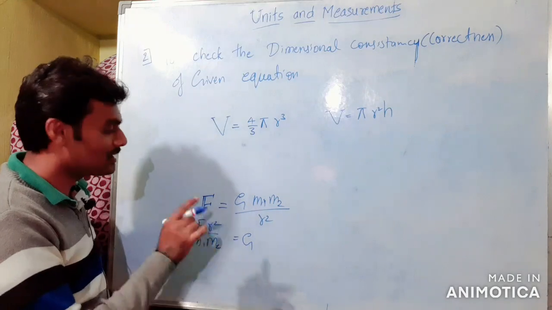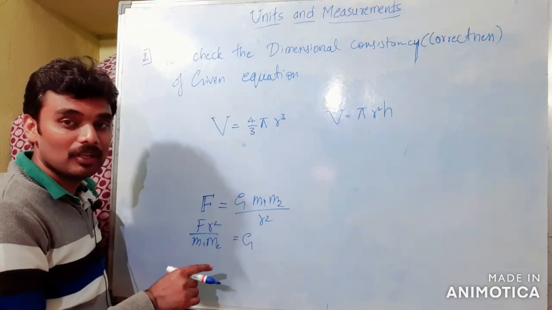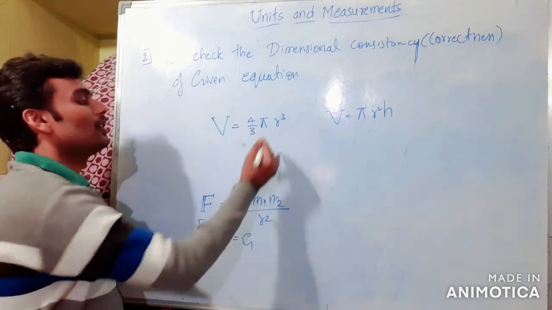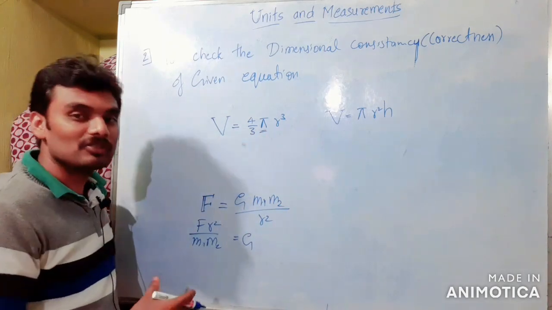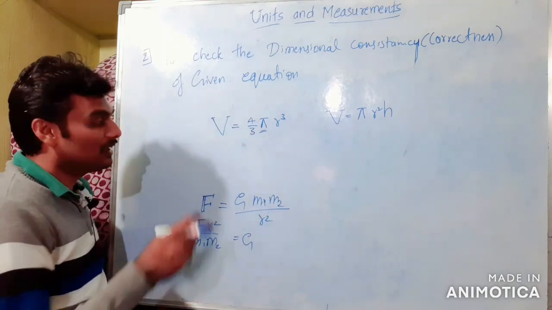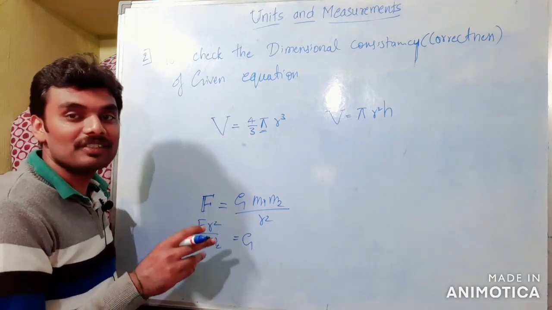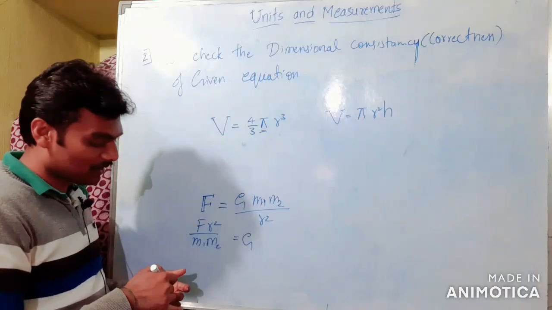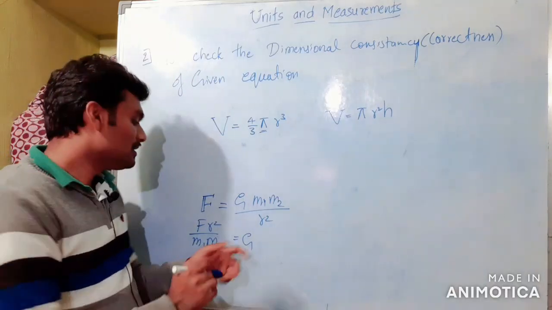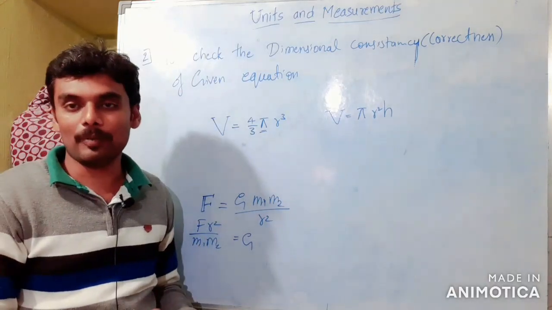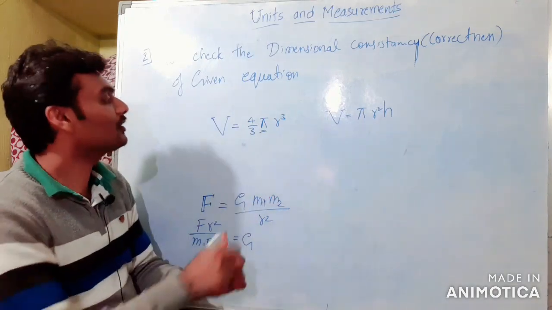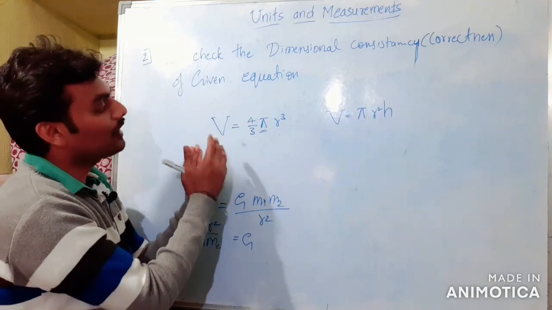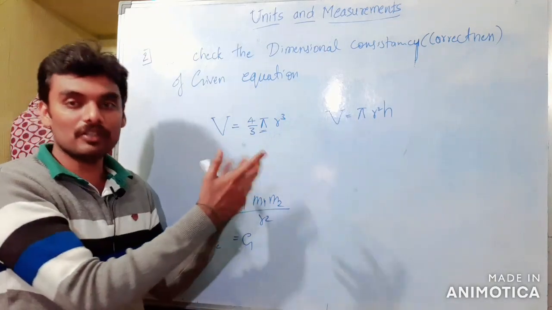What is G? G is the universal gravitational constant. What kind of constant is it? It's a constant with dimension. And what about this pi? Pi is also a constant, but this time it is a constant without any dimension. So we can say pi is a constant without dimension, G is a constant with dimension. Why am I telling this here? Because when you check the dimensional consistency, you should have an idea about what kind of constants you have.